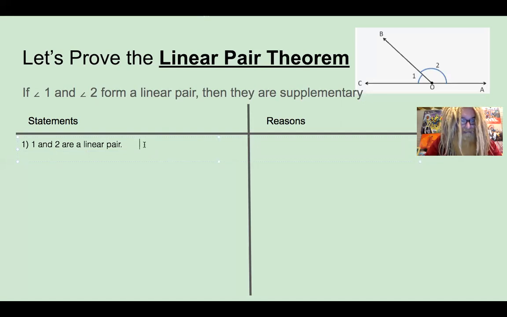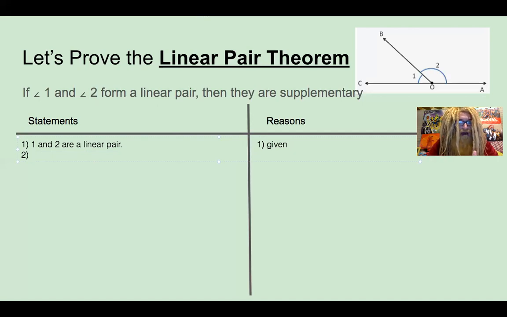So what is my rationale for that? Why would that be something that we know is true based upon this? Yeah, given. In this case, the hypothesis of this is our given statement. If 1 and 2 form a linear pair, 1 and 2 are a linear pair, given information. Okay, now, statement 2. We have to lead from what a linear pair actually means.